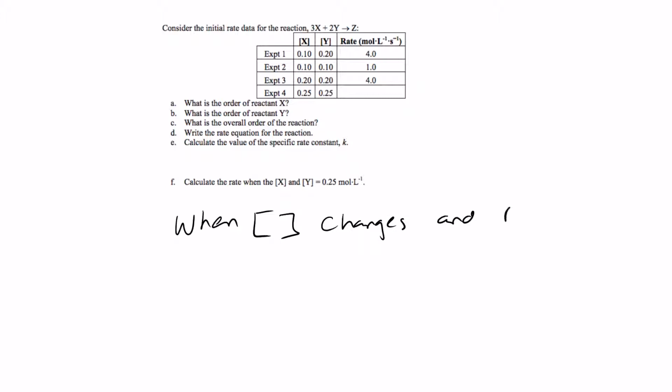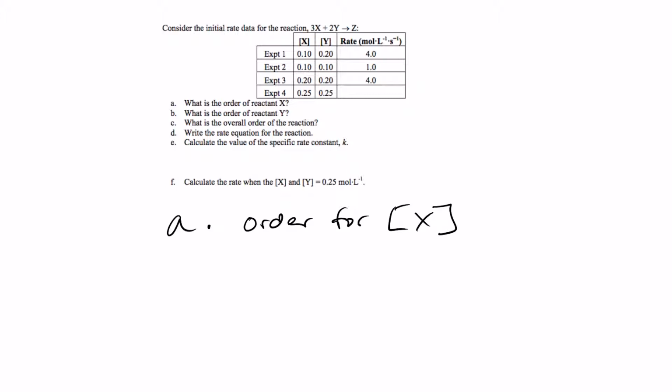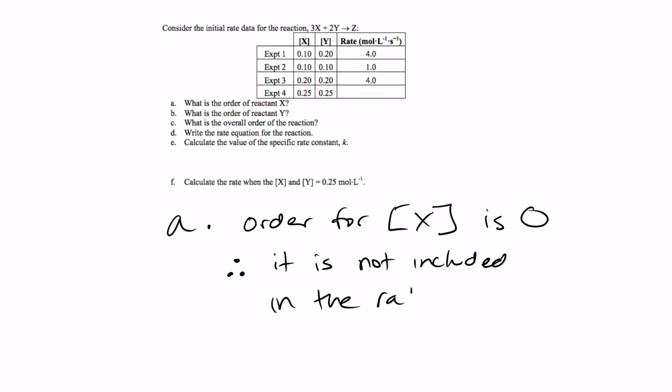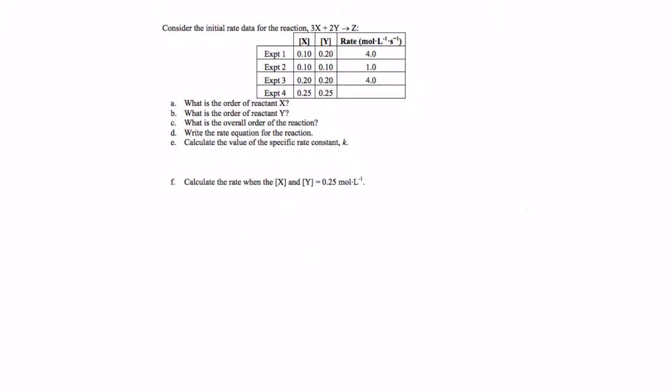So if you change the concentration of a reactant, and this could be for any situation, and the rate does not change, we say that the order is 0, meaning it doesn't have any effect on the rate of the reaction. So that's your first answer for A. The order of the reactant X is 0 order. So we don't include reactants that have a 0 order in the rate law. That's very important to remember.